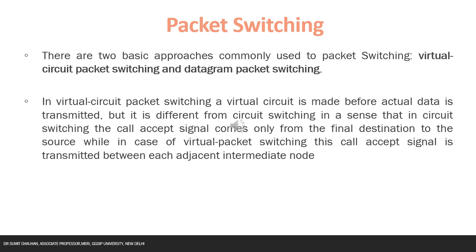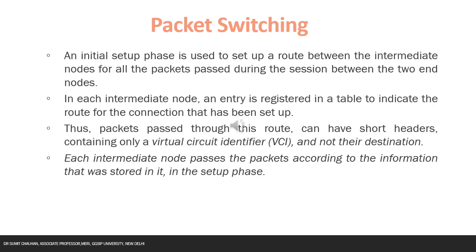In virtual circuit packet switching, a virtual circuit is made before actual data is transmitted, but it is different from circuit switching in the sense that in circuit switching, the call accept signal comes only from the final destination to the source, while in the case of virtual circuit packet switching, this call accept signal is transmitted between each adjacent intermediate node. An initial setup phase is used to set up a route between the intermediate nodes for all the packets passed during the session between the two end nodes.